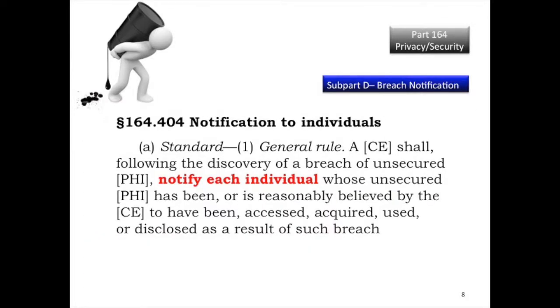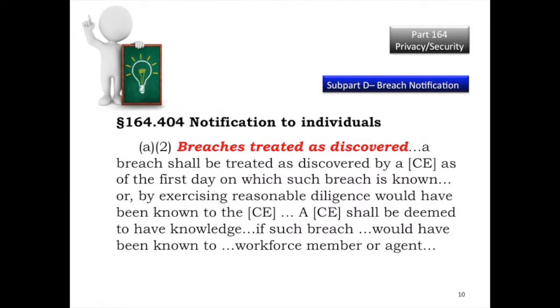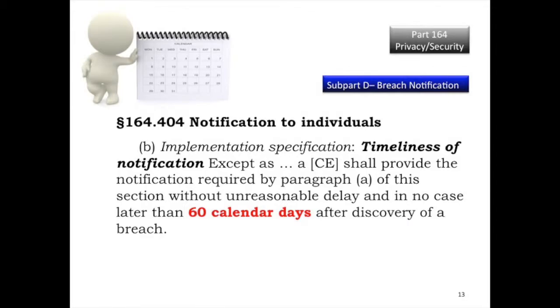When unsecured PHI is breached, covered entities must notify each affected individual. Business associates must notify the covered entity following discovery of a breach. The duty to report arises as soon as the entity has knowledge of the breach. A covered entity is deemed to have knowledge if the workforce could reasonably have knowledge. Individuals must be notified without unreasonable delay and not later than 60 days.